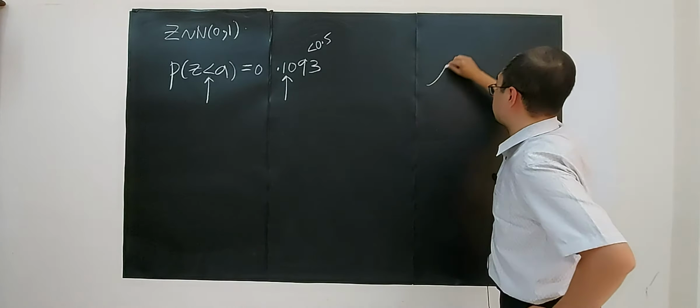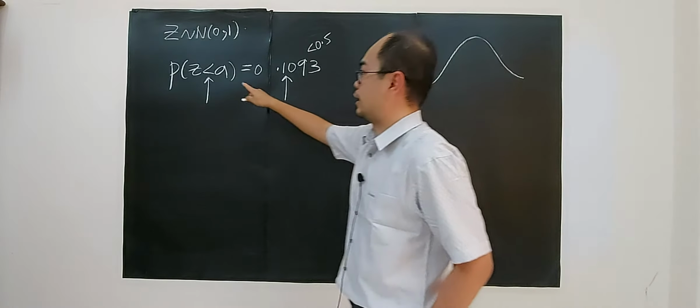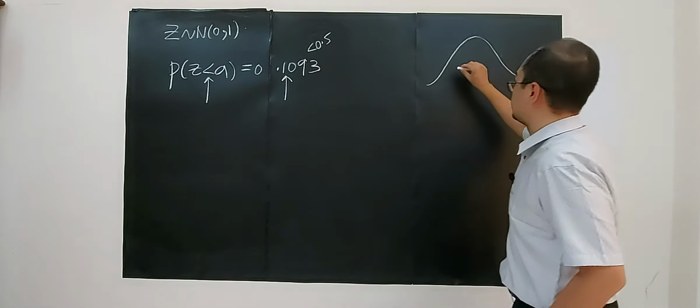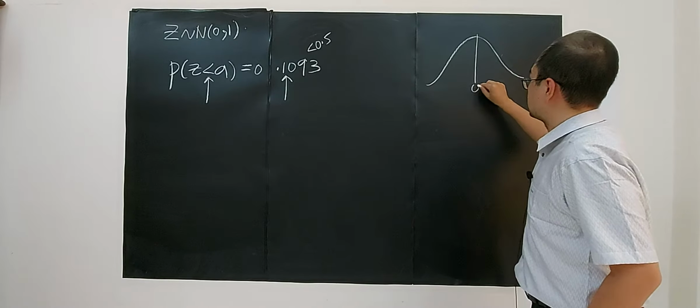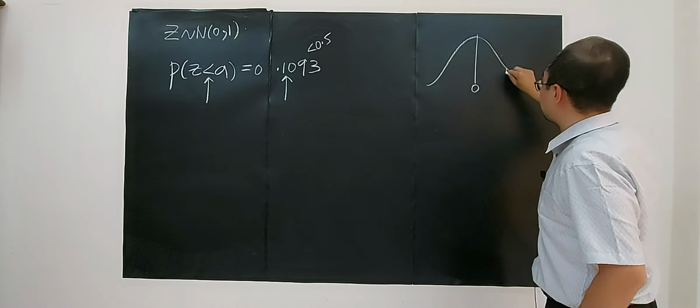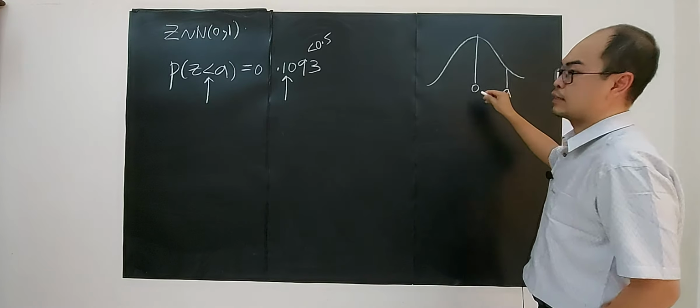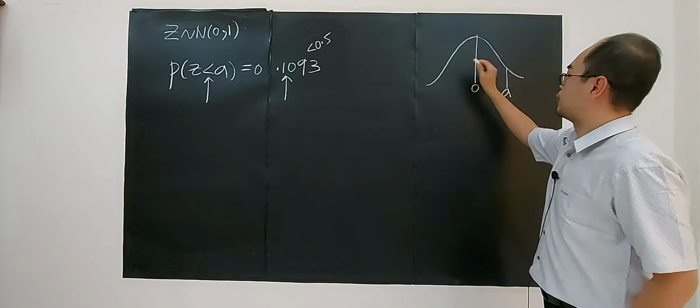So, okay, I draw up the distribution. Less than, right? Less than A got two possibilities. Because you said 0, right? 0. Less than A. The A can be here. Less than means what? Got right, got left. It's on the left.